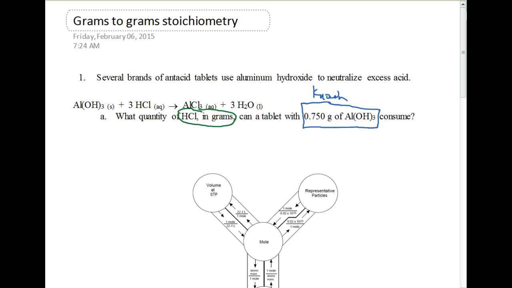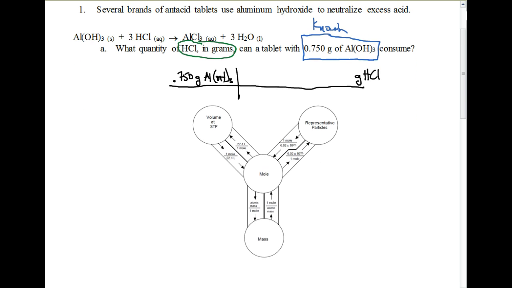So we're going to use both of those pieces of information here. And so we're going to make a picket fence, make a real long one here. And we're going to put our known over here, 0.750 grams of Al(OH)3. And we're going to put our unknown way out here, grams of HCl. Okay, so this is essentially telling us where we're going to start on our mole road and where we're going to end on our mole road. And remember, we're starting at grams. So grams is right down here on our mole road. There's grams. And we're ending also at grams. So we're ending right here on the mole road.